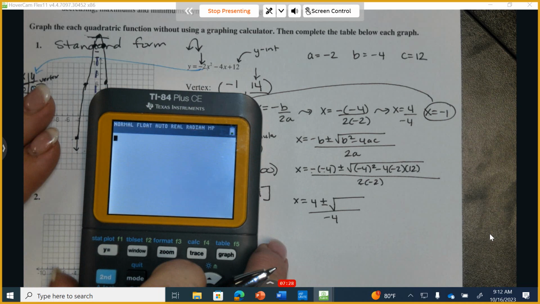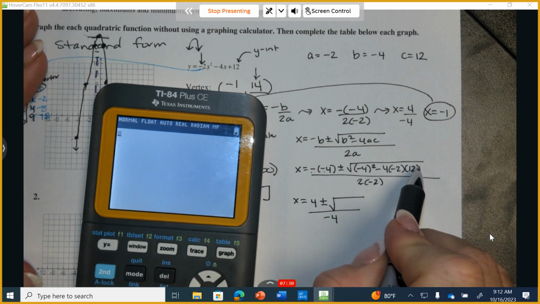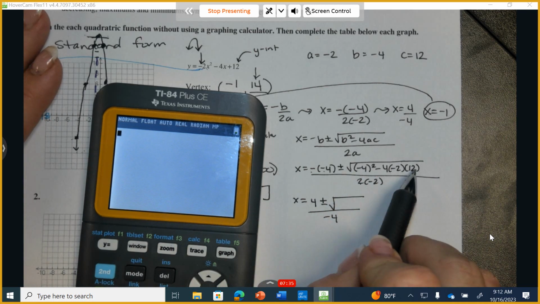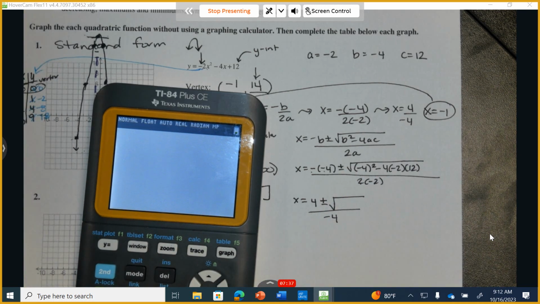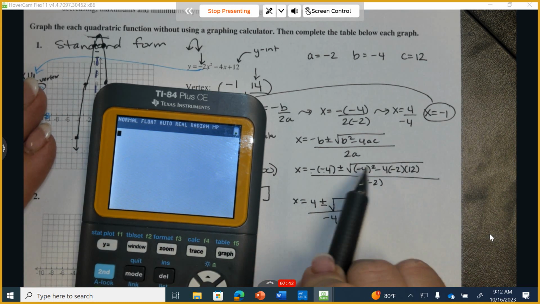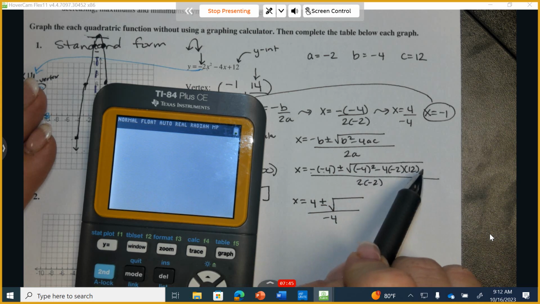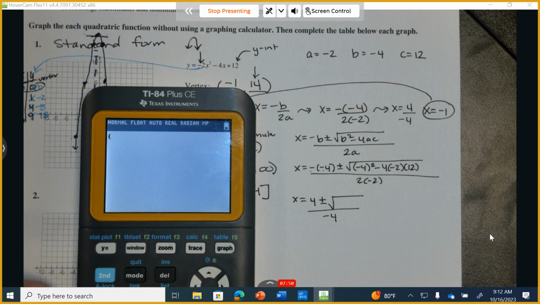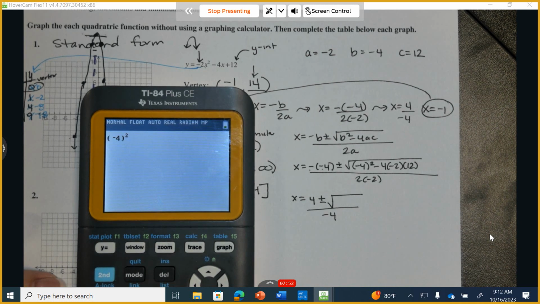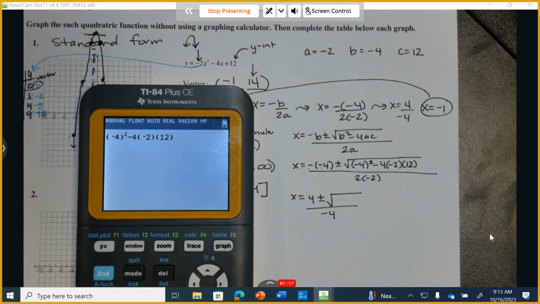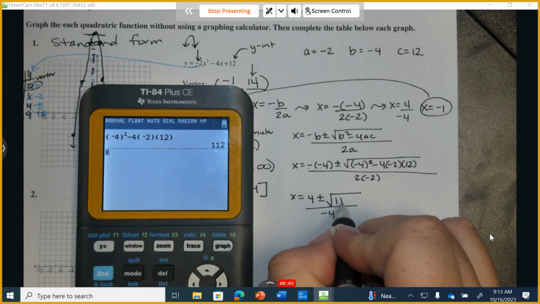I'm going to grab a graphing calculator. I am not going to put down the square root. I'm only going to take the numbers, think of this as an expression underneath, and I'm going to use the calculator in order to figure out what that value equates to when I evaluate what's underneath. It's called the discriminant. So here we go. Parentheses. If you don't use those parentheses, this is going to be wrong. Negative 4 squared, subtract 4 times negative 2 times 12. Okay, I'm going to press enter, and I end up with 112.